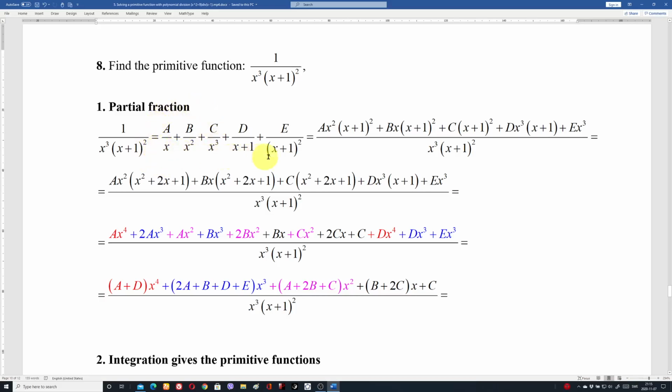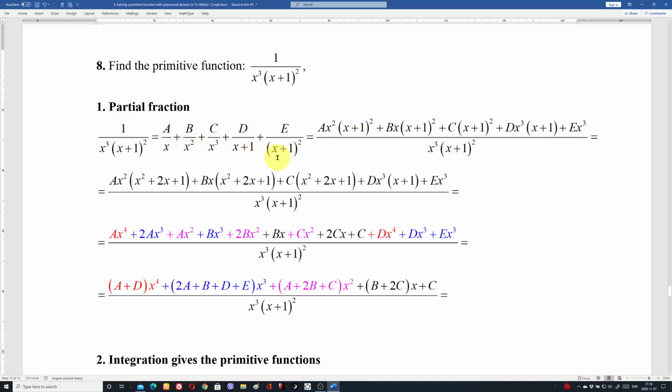So now here I'm doing the partial fraction, which means the first one is a divided by x plus b divided by x power 2 plus c divided by x power 3. You see that I have taken here in the denominator first x, x power 2, and x power 3. Now it's finished for them. Now I have two times to use this one here, which is x plus 1. In that case, d divided by x plus 1 plus e divided by x plus 1 power 2. Okay?